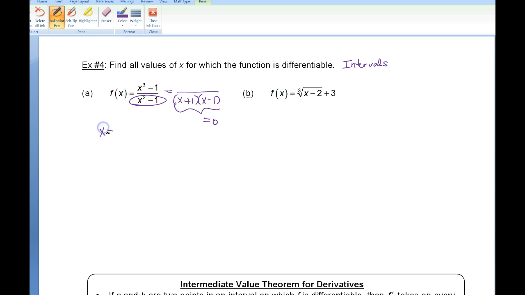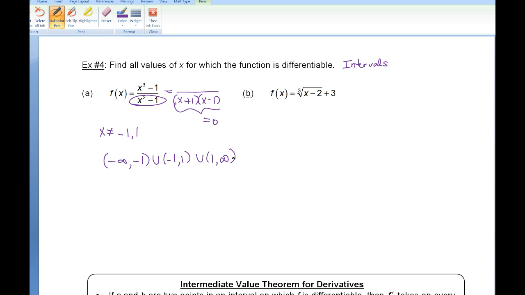So basically we can't have -1 and +1. So I can have everything else. So it's -infinity to -1, -1 to 1, 1 to infinity. But is there anything else in this case or not?